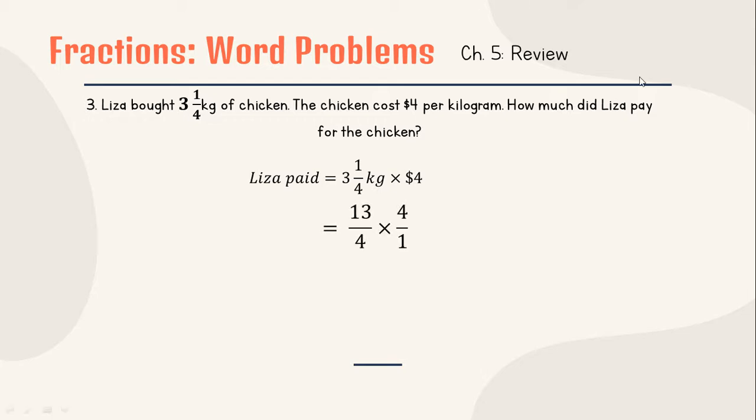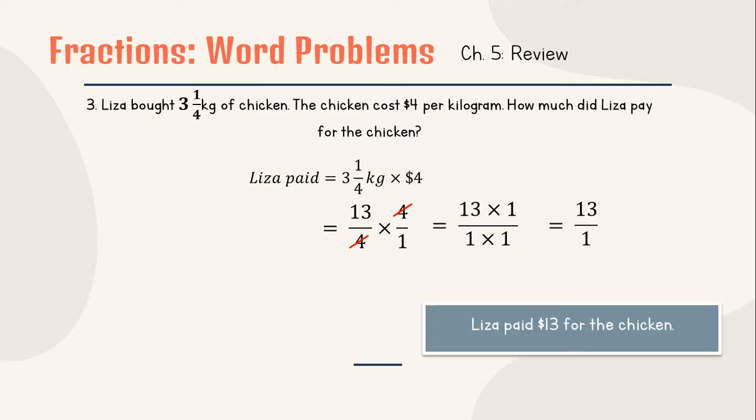So 13 per 4. Why do we have 13 here? Because every time you have a mixed number for multiplication, just change it into a fraction. So what we have, 13 per 4 times 4 per 1 equals 13 times 1 per 1. So 13 per 1. Lisa paid $13 for the chicken.